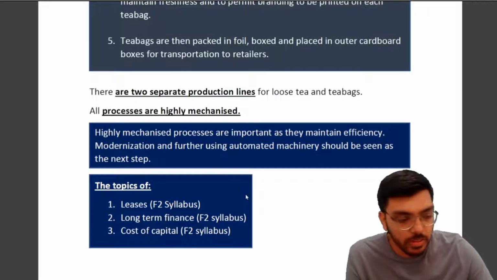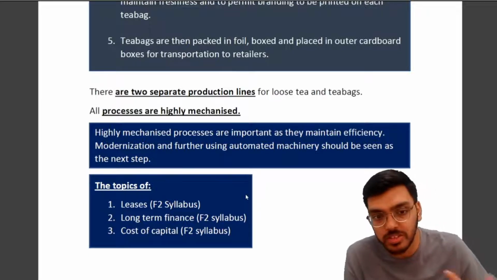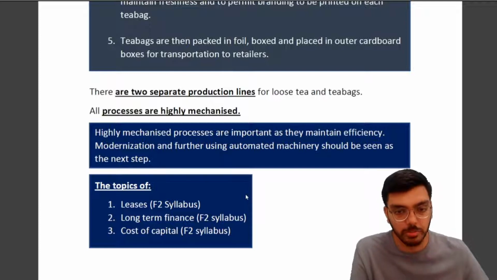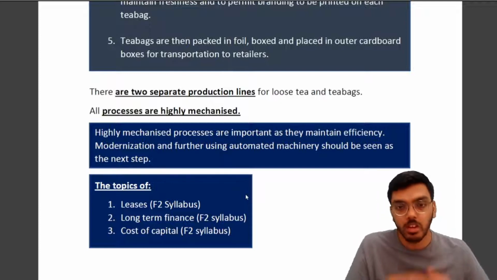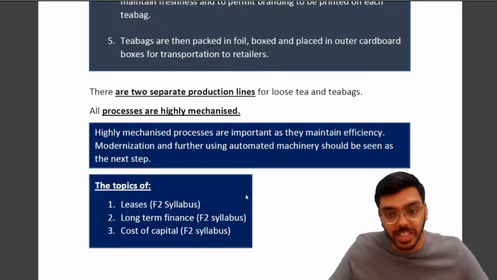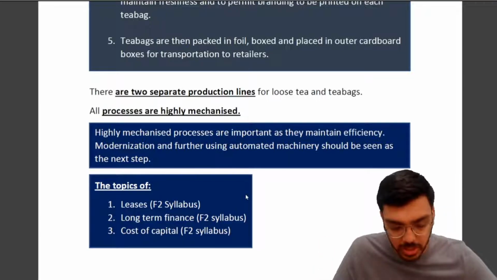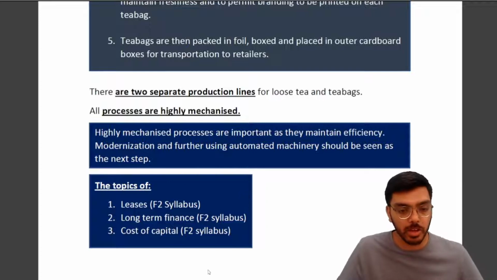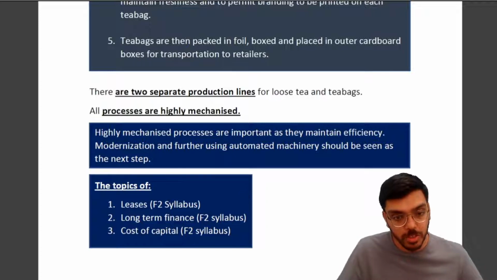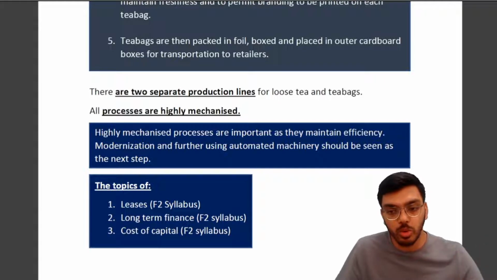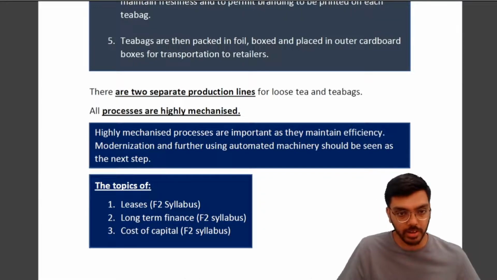They may tell you we need finance for this machine. How can we raise finance? So long-term finance and short-term finance come into the picture. How will our cost of capital be affected if we take on this extra loan or if we raise equity? So your cost of capital topic from F2 also comes into the picture. At every stage, we try to make sense of whatever we see in the pre-seen as important from the E2, P2 and F2 perspective.